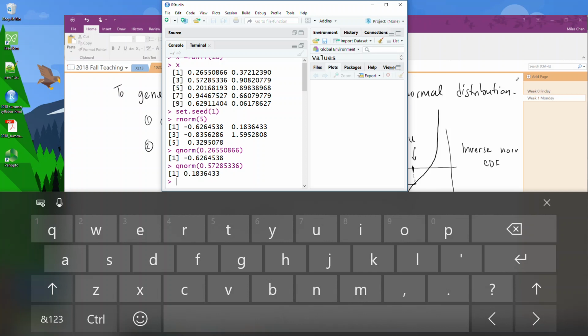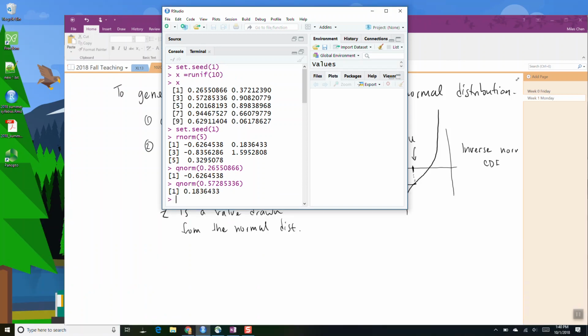So you can trace back how R is generating these random normal values. When you ask for rnorm, what R is doing is generating runif values and plugging them into qnorm. It's using the inverse CDF method. It's saying, let's generate some random uniform values, let's plug them into the inverse CDF function, and whatever this spits out will be our random normal value. Does that make sense? How this is working?